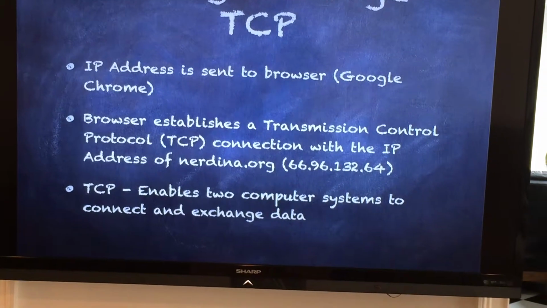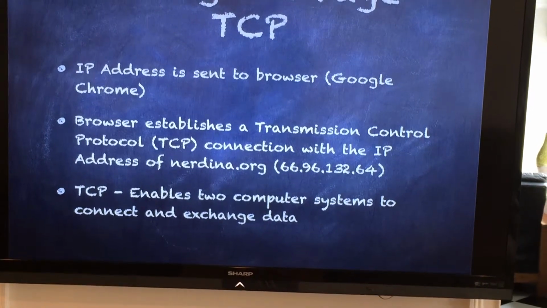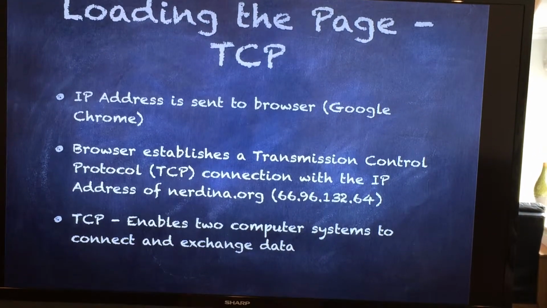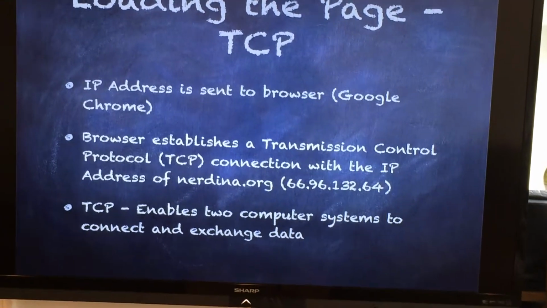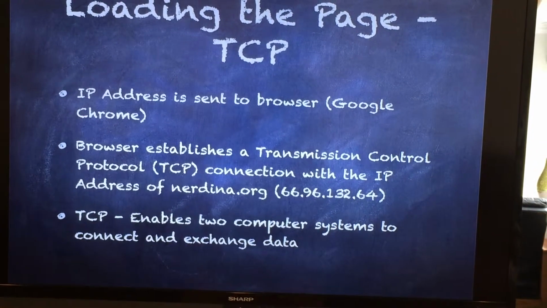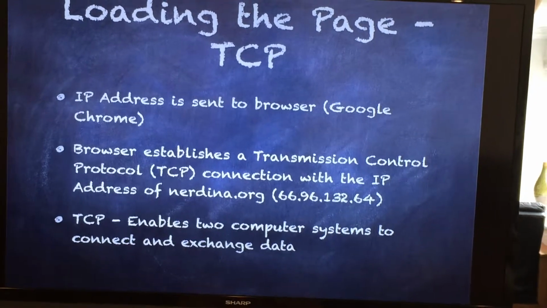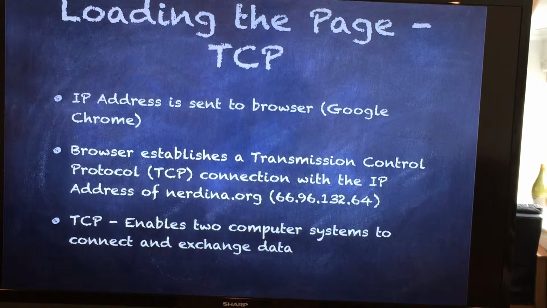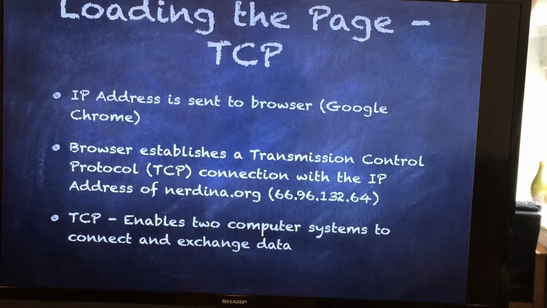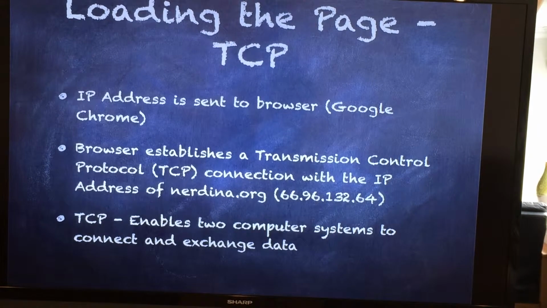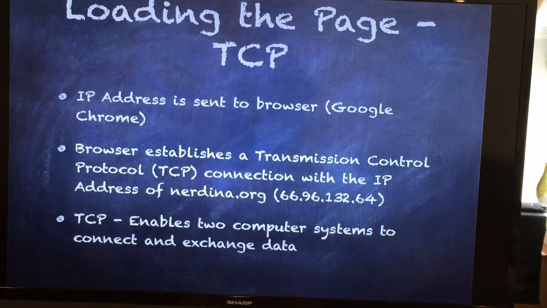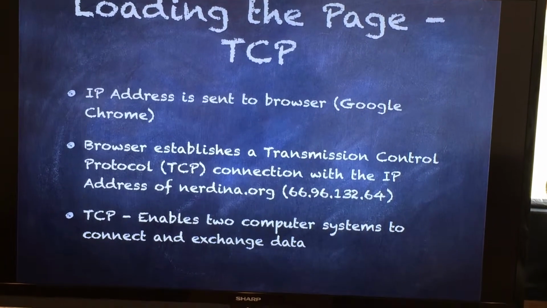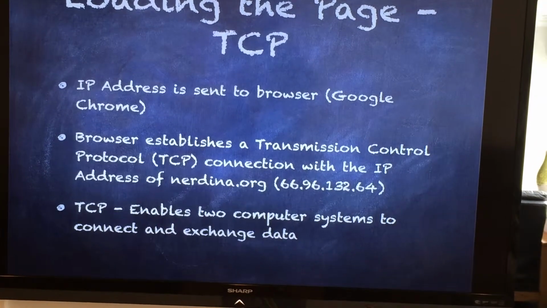First, the IP address is sent to the browser. In my case, I was using Google Chrome. Think of the browser as a sort of middleman that establishes what is called a Transmission Control Protocol connection, or TCP for short, with the IP address of Nerdina.org. A protocol is simply a common language that is understood by the browser and the IP address.